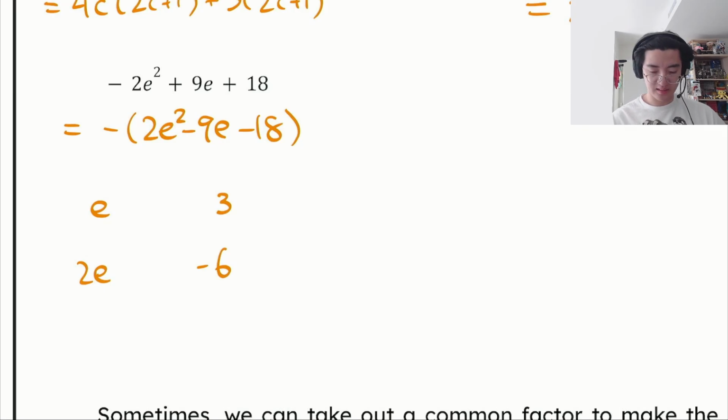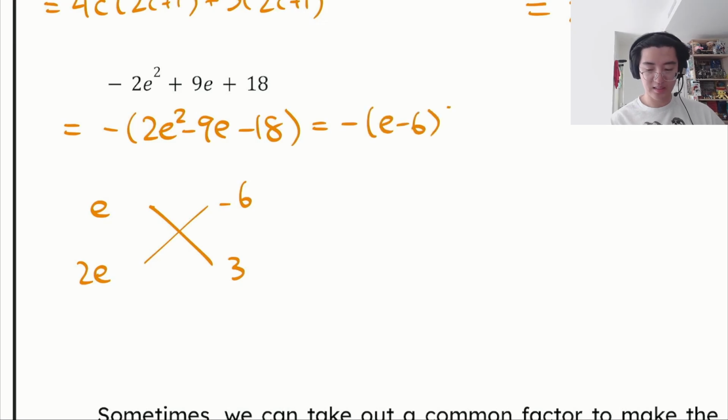Okay, how about this? Negative, oh wait, hold on a second. Yeah, negative 6 and 6, that's also 0, not it. Right, but we can switch them around and check. Right, but right here, 3 and negative 12, it's negative 9. Okay, so that works. So this becomes e minus 6, and then 2e plus 3. Remember the negative sign in front.